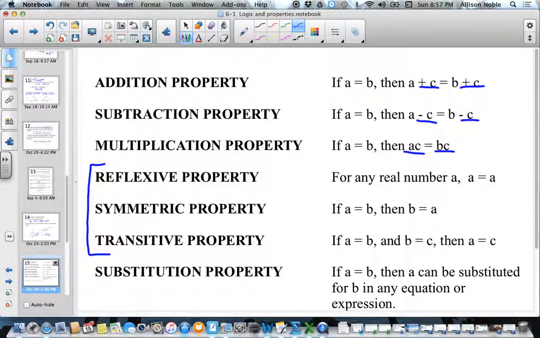Reflexive, I would also add this. This kind of helps me remember the three of them. So R, S, T, 1, 2, 3. So R has one term in it. A real number equals real number.